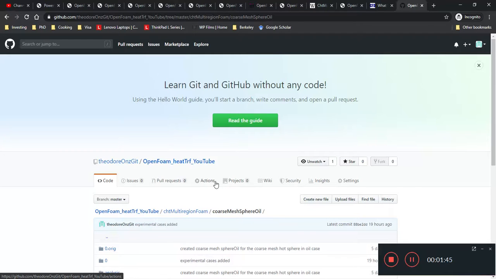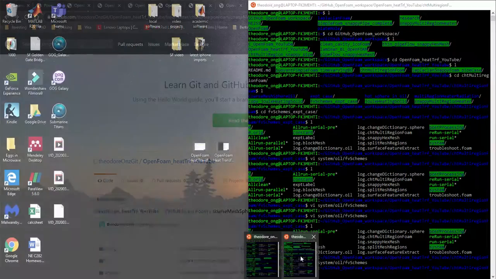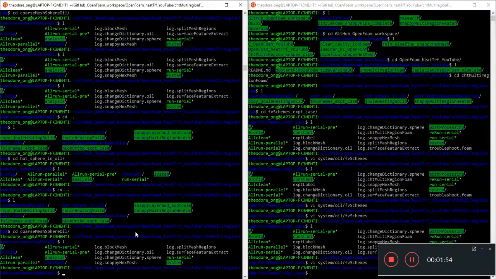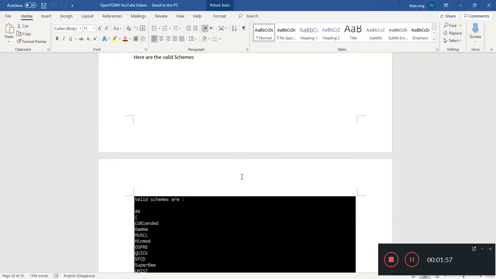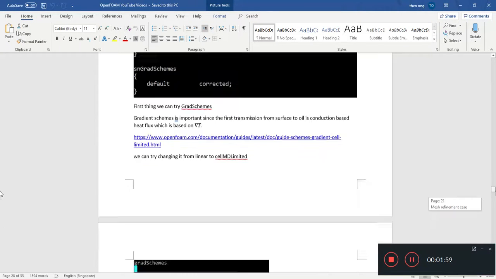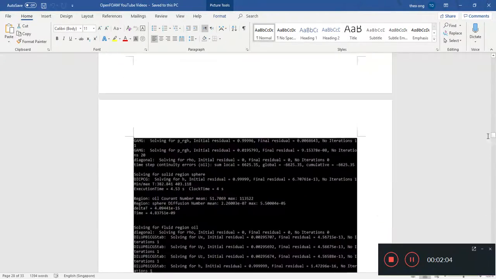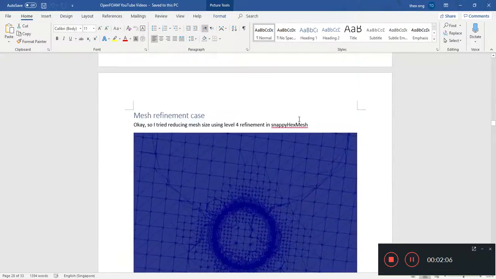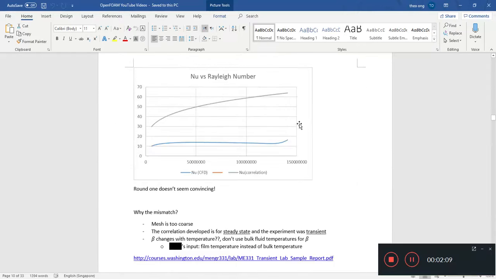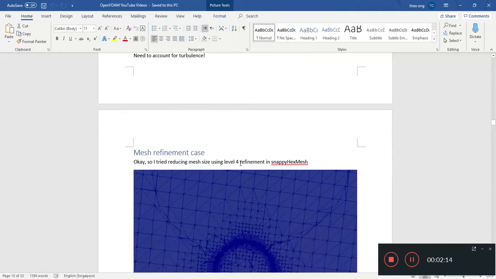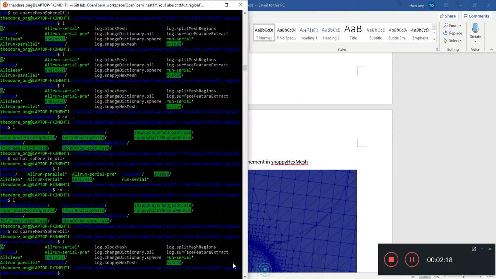Well, the other thing I wanted to talk about was the mesh. The other potential problem could be that it was a mesh problem, meaning the mesh is too coarse for us to use. So there was a way to do mesh refinement. I tried using a level 4 refinement in snappyHexMesh. What is level 4 refinement?